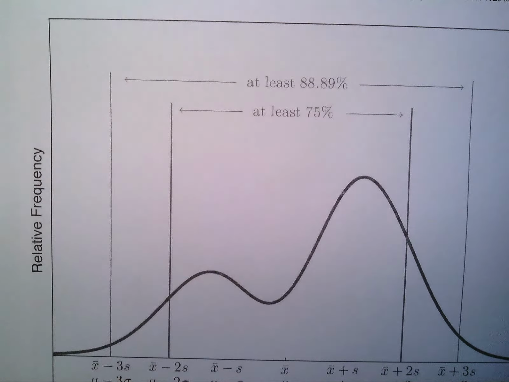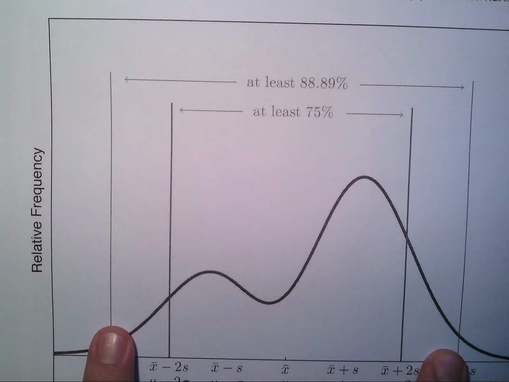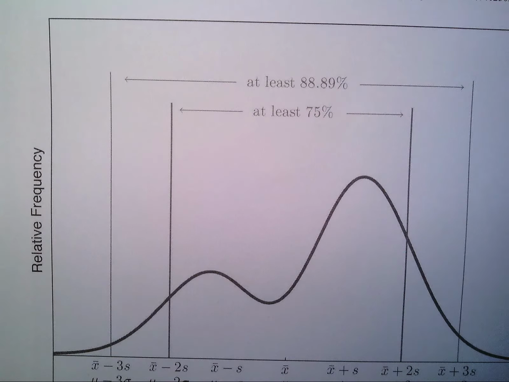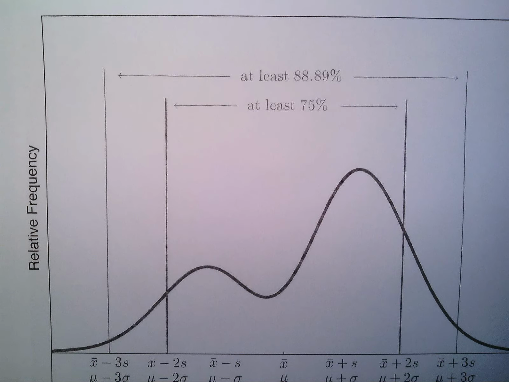If you'd gone out 3 jumps, you'd have been at 88.88%. So that's all we do with Chebychev's. Now, I'll give an example in a second in another video, but Chebychev's works for any shape distribution.